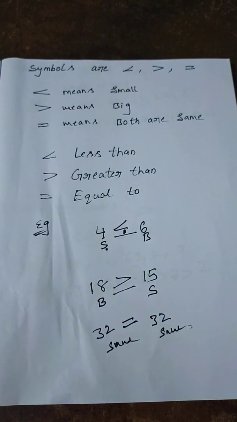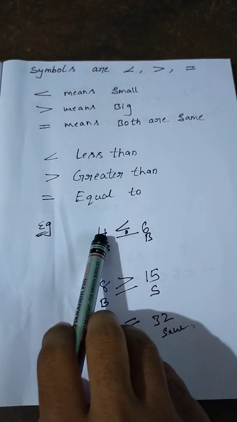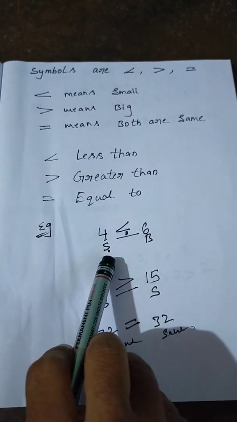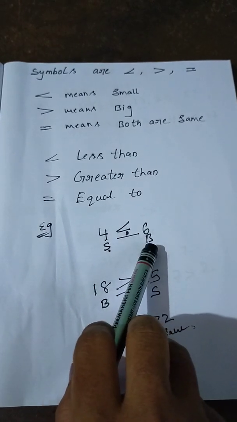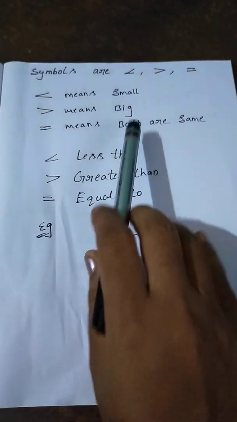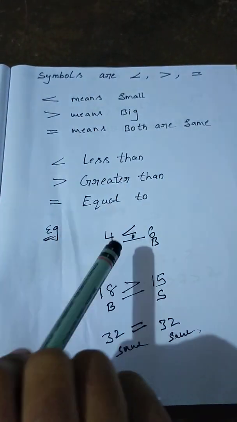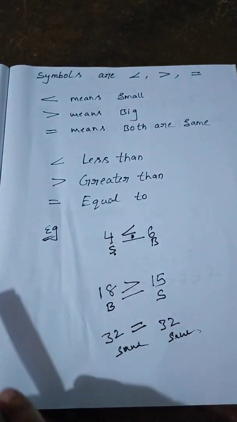So I will give you some examples. First one, take the numbers 4 and 6. 4 is the smaller number. 6 is the bigger number. So the first one is the smaller number. Which symbol is used for the smaller number? Less than. So in this situation, use the less than.